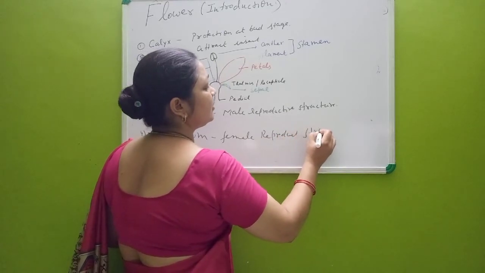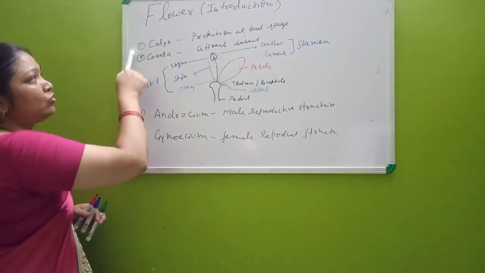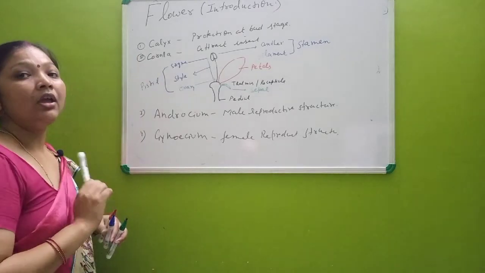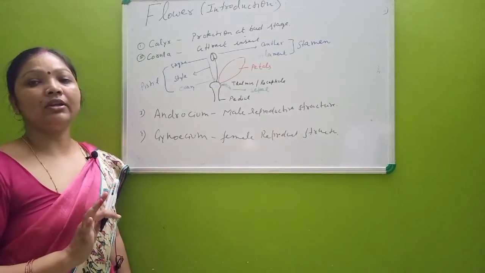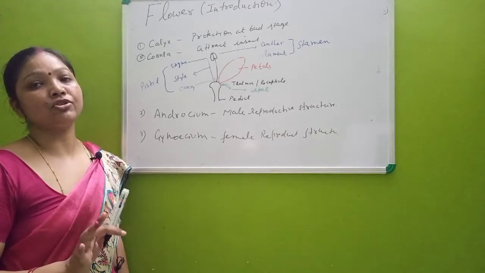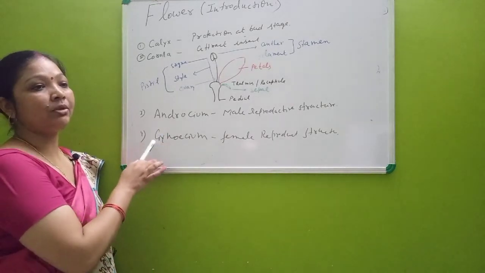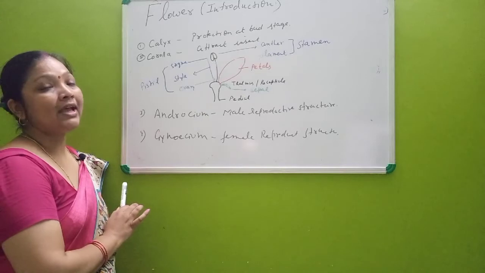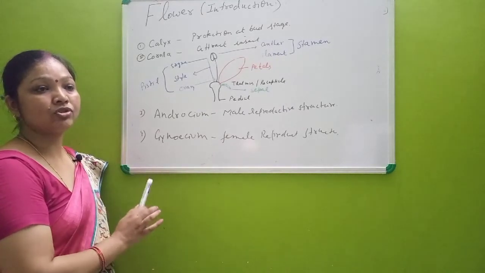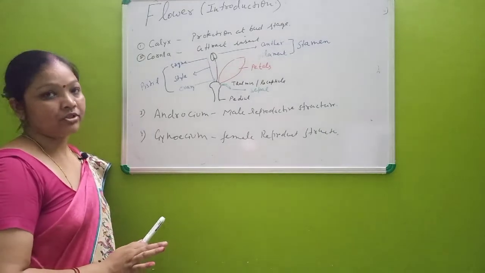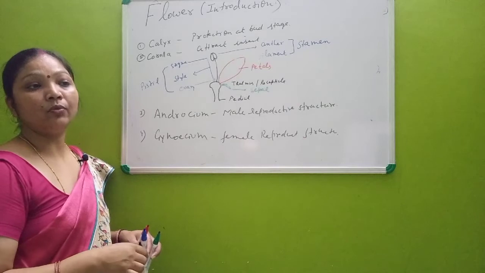Now out of these four whorls, the two whorls, calyx and corolla, are called non-essential whorls because they do not participate in the process of reproduction. Whereas androecium and gynoecium are called essential whorls because they take part in the process of reproduction.